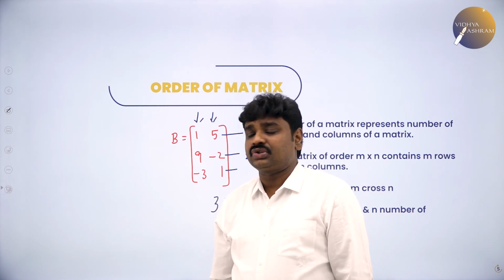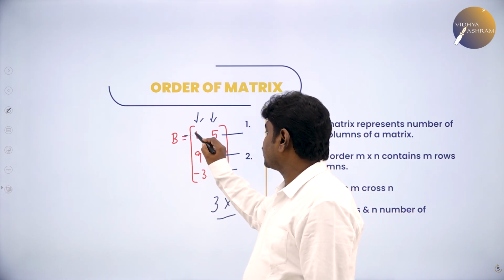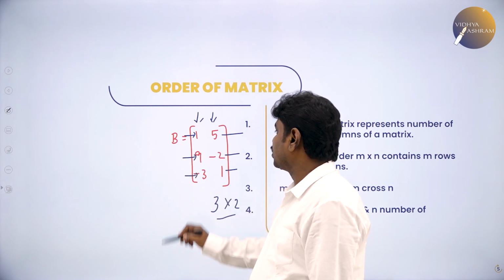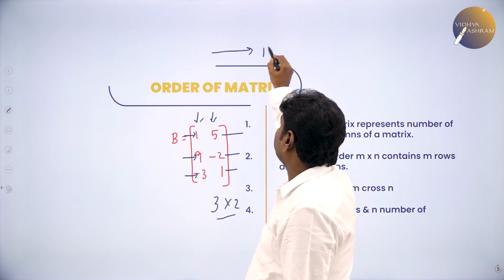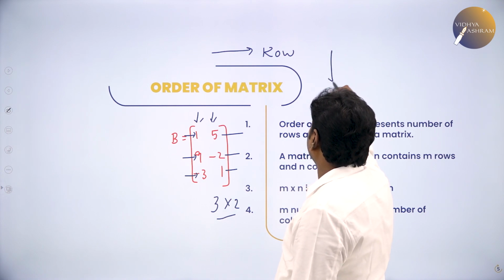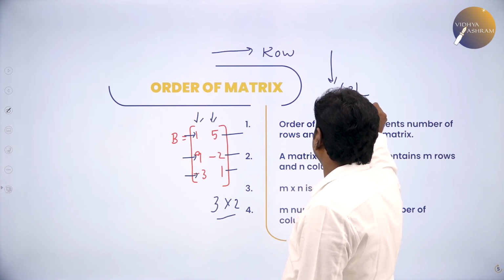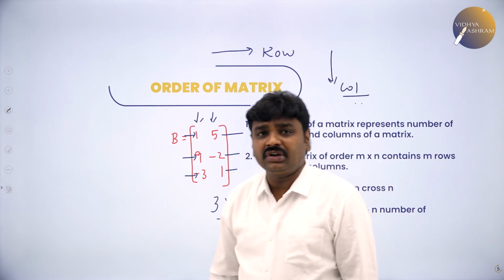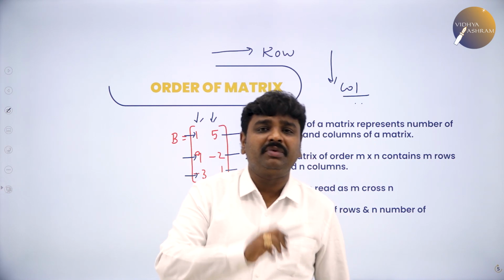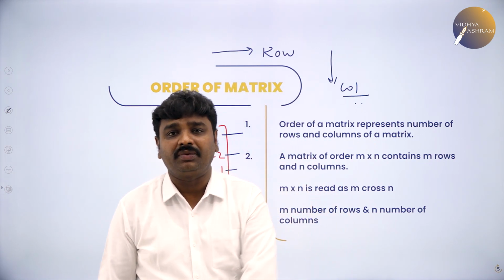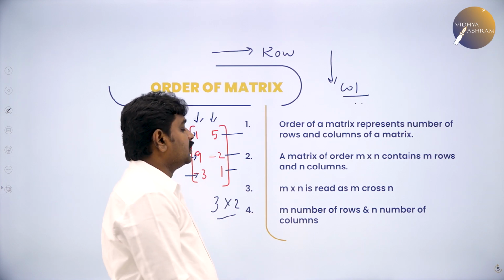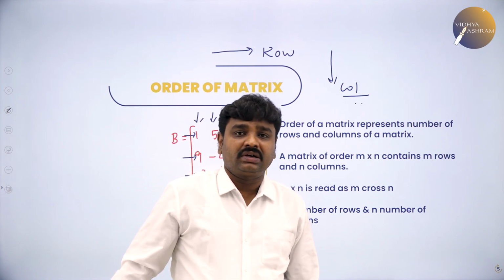What is meant by 3 cross 2? 3 rows. So this is the first row, this is the second row, and this is the third row. Horizontal is row. And vertical is column. So now this matrix has 3 rows and 2 columns. What is meant by the order of a matrix? Number of rows into number of columns. Now all of you know what is order and what is a matrix.